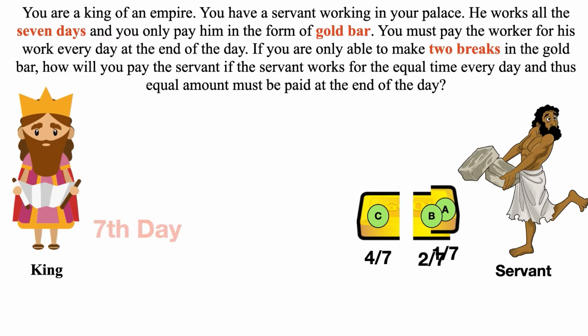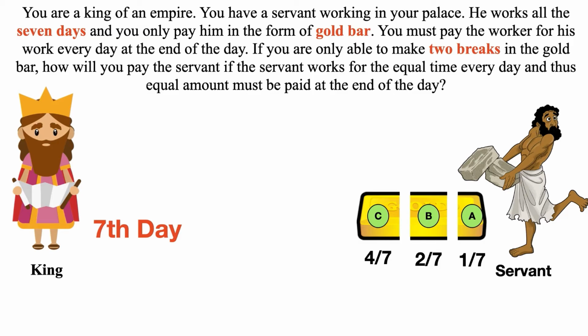When day 7 ends, give bar A to the worker. Here you remain with no bar. The worker possesses bar A, bar B and bar C. Thus by the end of 7 days, you have taken care of everything.